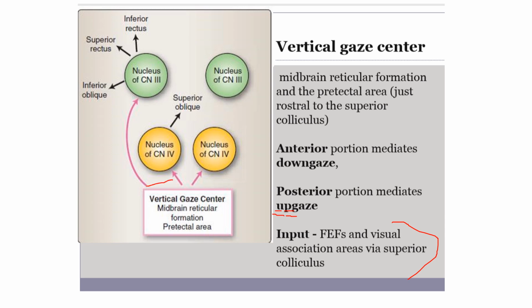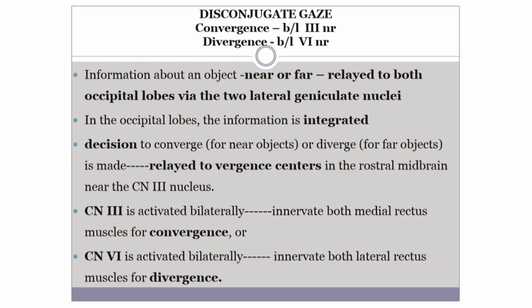So look in here, we see our vertical gaze center, midbrain reticular formation, pretectal area, and what are we looking at here? Cranial nerve 4, okay. SO4, superior oblique. And then we can see the nucleus of cranial nerve 3. Disconjugate gaze. Conjugate gaze would be the eyes moving appropriately together, yoked together. Disconjugate, not. Okay, so information about an object near or far relates to both occipital lobes.